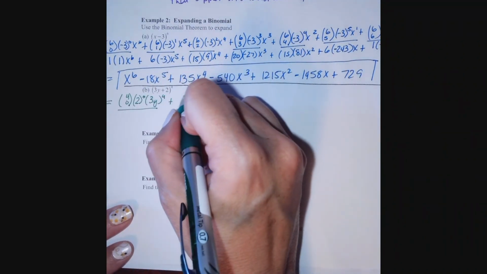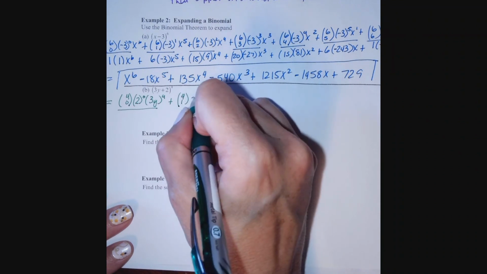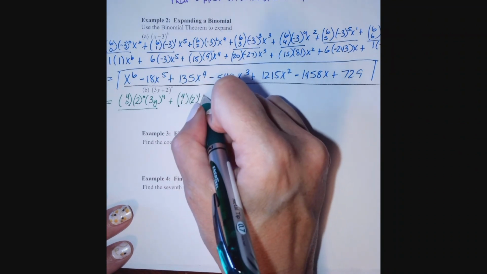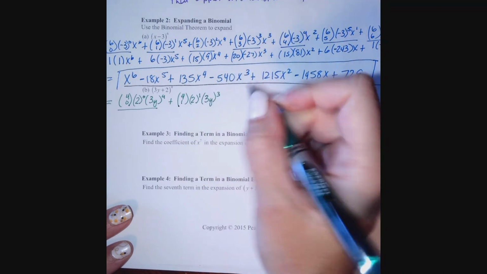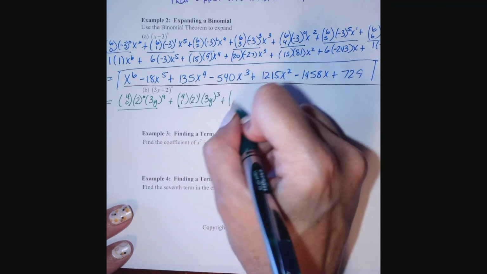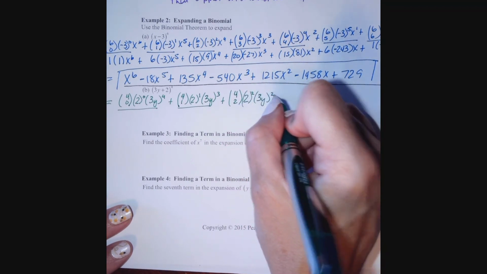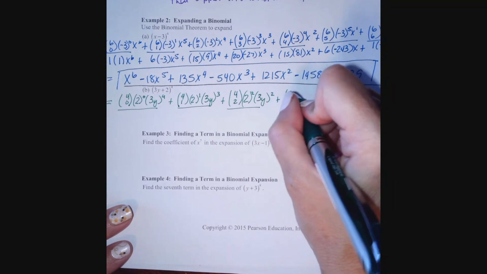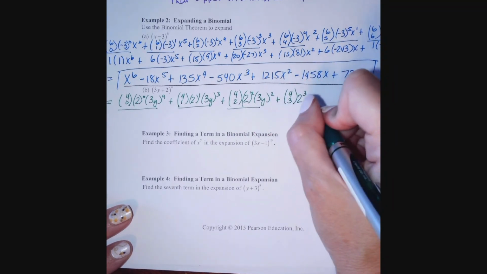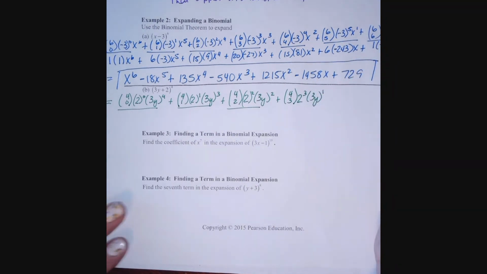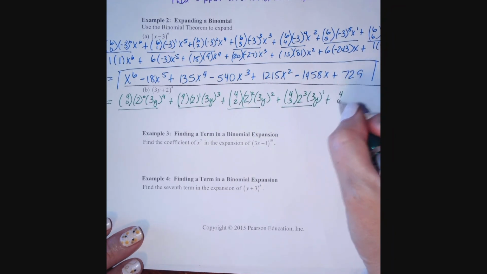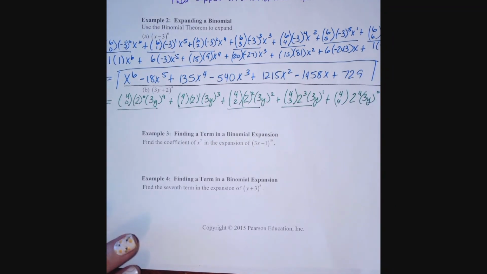My next term is going to be 4 choose 1, 2 to the first, 3y cubed. That's my second term. And then I have 4 choose 2, 2 squared, 3y squared. That's my third term. 4 choose 3, 2 cubed, 3y to the first. That one's counting down. 1, 2, 3, 4. My last term, 4 choose 4, 2 to the fourth, and 3y in parentheses to the 0 because we have to make sure that that is all 1.